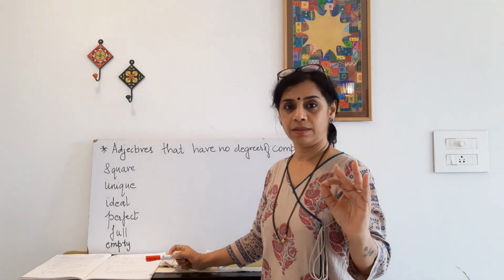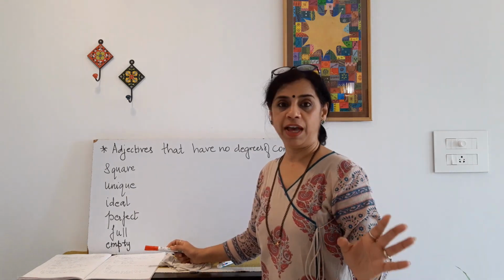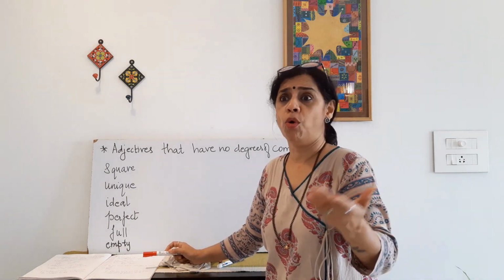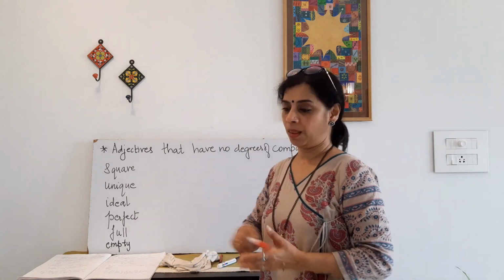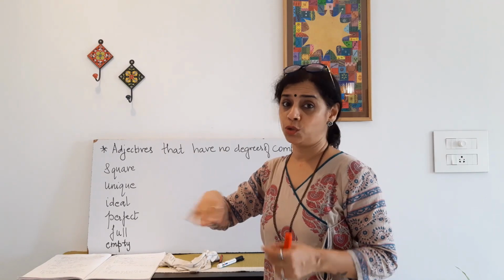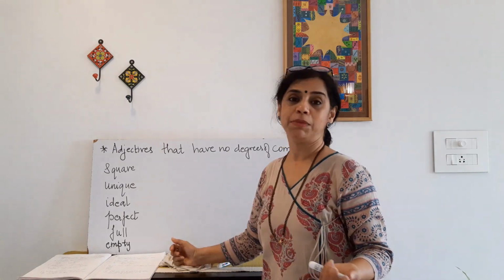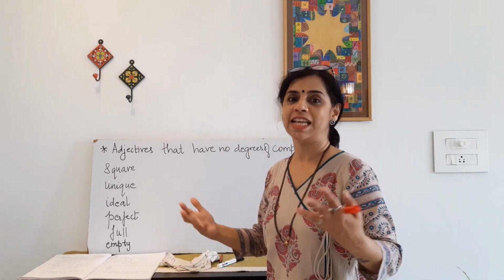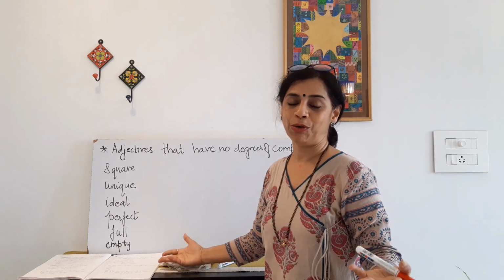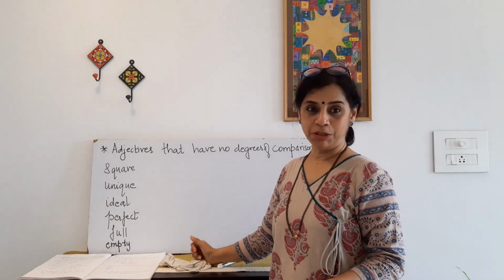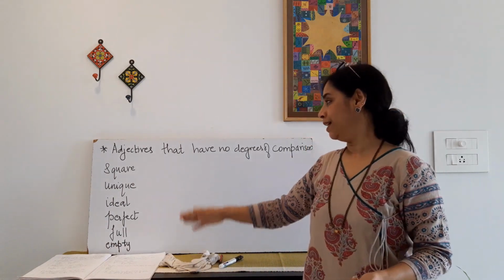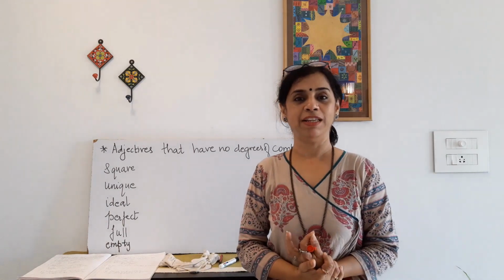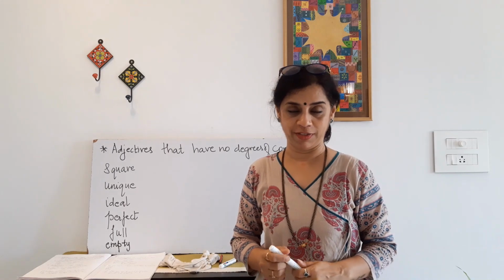Ideal. Perfect. You can't have the more perfect. No. Full. Full is to the brim, so there is no comparison. Empty. If it's empty, it's empty. You cannot have emptier. Okay? So these are certain words that do not have any degrees, and you might find many more like this.